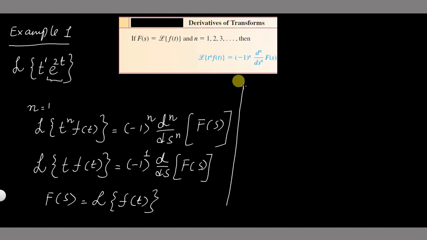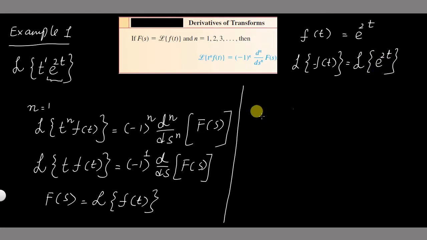So f of t is e raised to the power 2t. Just take the Laplace transform of this function, the Laplace transform of e raised to the power 2t. Finally we will get that the Laplace transform of e raised to the power 2t is equal to 1 over s minus 2. So actually this is F of s.